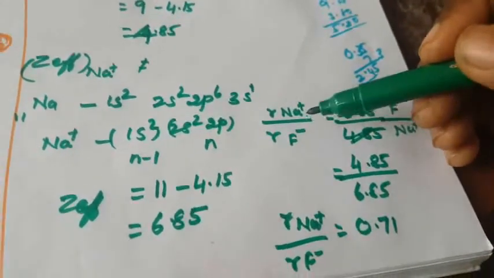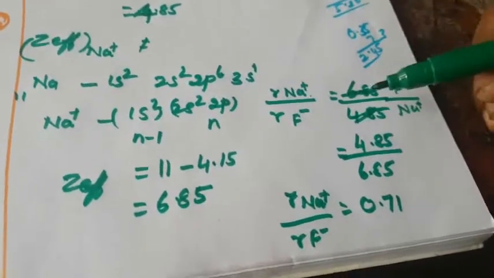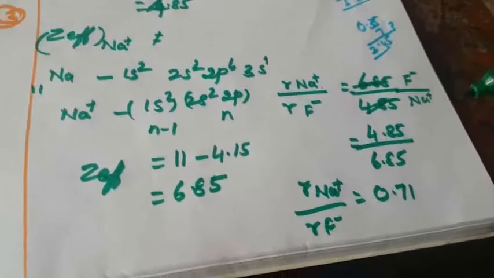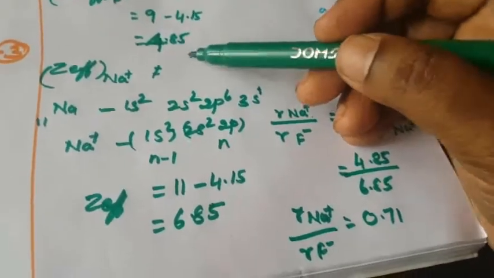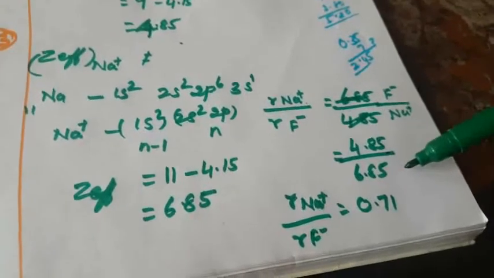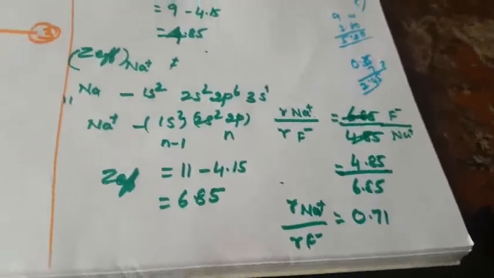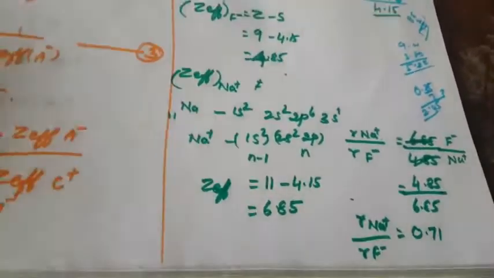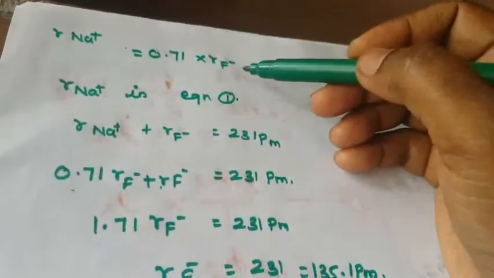Okay, now you substitute that value. Radius of Na plus divided by radius of F minus equals, what is that formula? Effective nuclear charge of F minus divided by effective nuclear charge of Na plus. We found F minus as 4.85 and Na plus as 6.85. Divide that value, that is 0.71. Now we can write, rearranging that one, R Na plus equals 0.71 into R F minus.